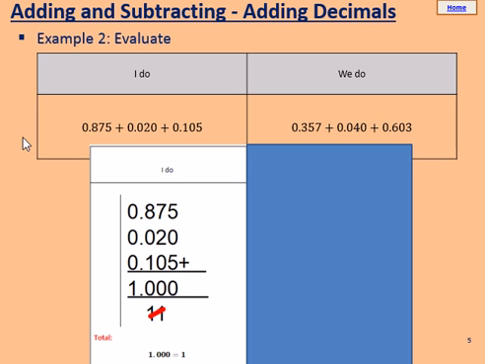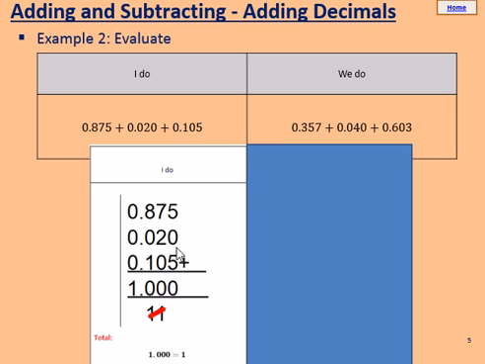Okay, so for the next idea, we have 0.875 add 0.020 add 0.105. And this example, we have to use something a little bit different, and we'll talk about that now. So again, use your column method, write your 3 decimals in columns, and we're going to add these 3 together. So start in the far right column.